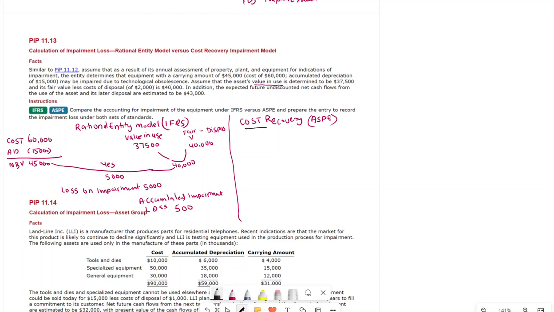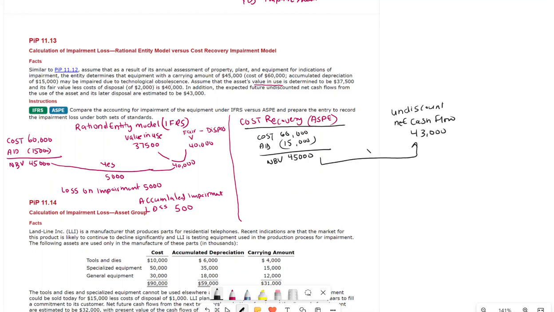Going further under the cost recovery model, again you have a cost and an accumulated depreciation, that doesn't change. This is 15. That is my carrying amount, or net book value, of 45,000. When you're doing a cost recovery model, what we look at is the undiscounted net cash flow, and that is your 43,000. Is it impaired? Yes, it is impaired. When you do that, we will have to do an entry.